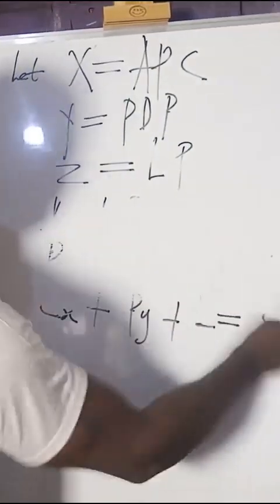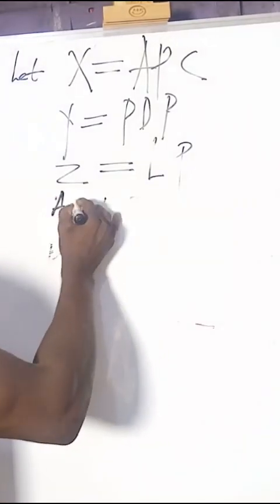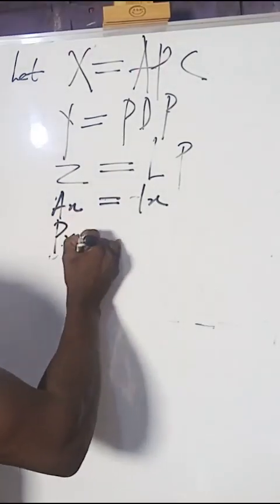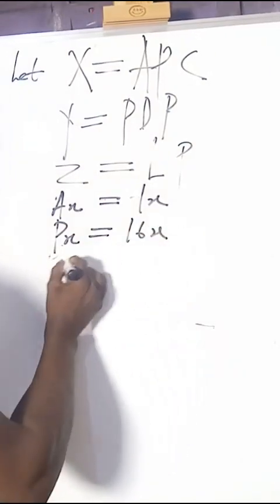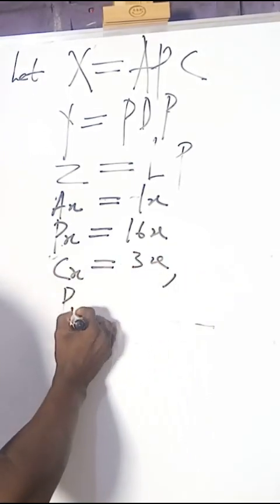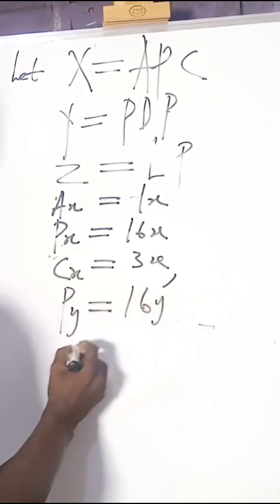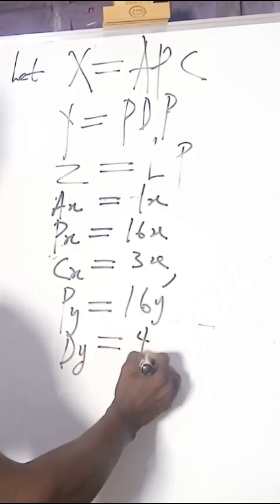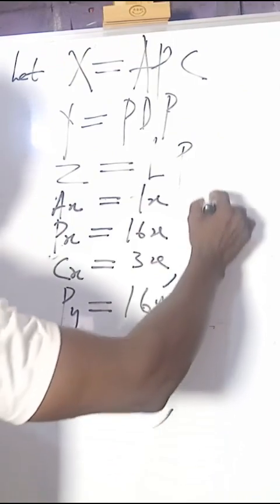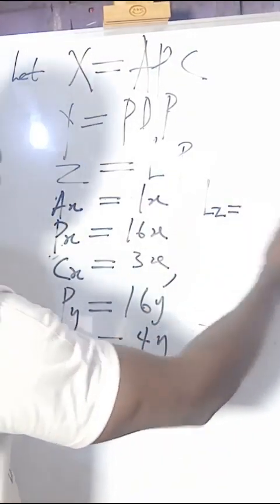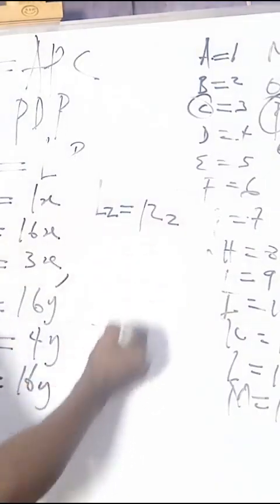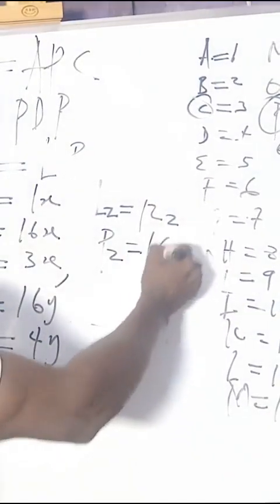Representing this, we have AX becomes 1x. Then PX becomes 16x, and CX is equal to 3x. Also we have PY which gives us 16y. You have DY which gives us 4y, and PY again gives us 16y. Then we have LZ, where L is 12, so 12z. Then we have PZ which gives us 16z.